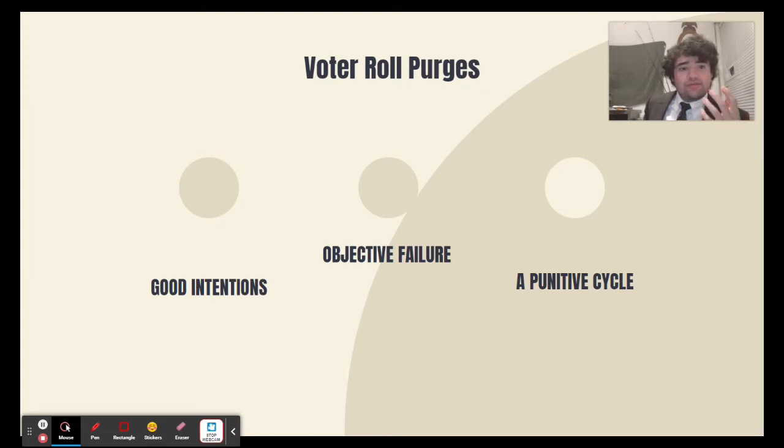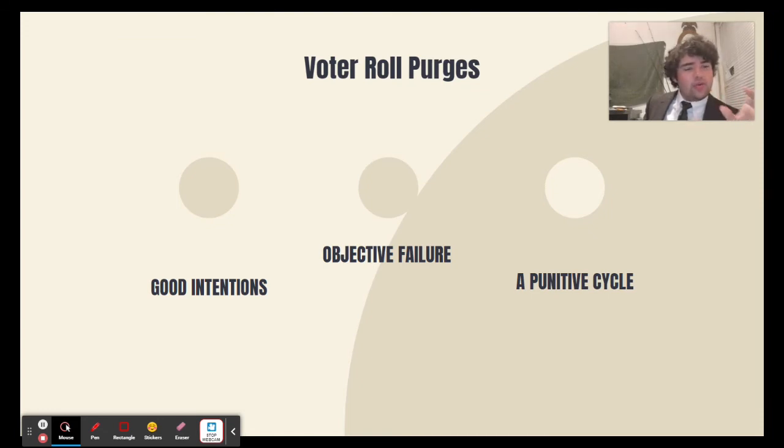Such a failure of a system that is meant to reinforce the integrity of our political system but ends up damaging it is incredible that it's been allowed to continue. And I mentioned earlier how you could be removed from a voter roll for inactivity. Now, what this has created, inadvertently or advertently, however you want to look at it, is this punitive cycle of governance as relating to the voter roll purge.